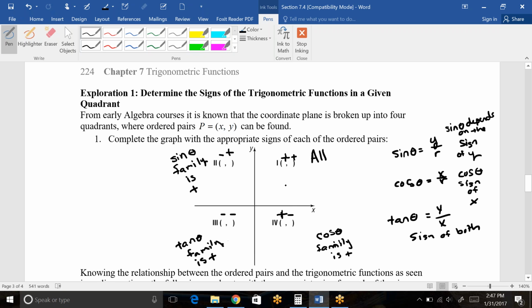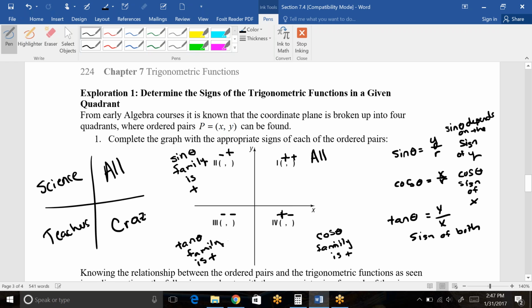So what I do to remember this is I come up with a saying, and my saying is: All Science Teachers, and you have to kind of add a word in here, Are Crazy, because you'll remember that. So all trig ratios are fine. Sine family is fine. They're positive, so these are when they're positive. So these ratios are positive in these specific regions.